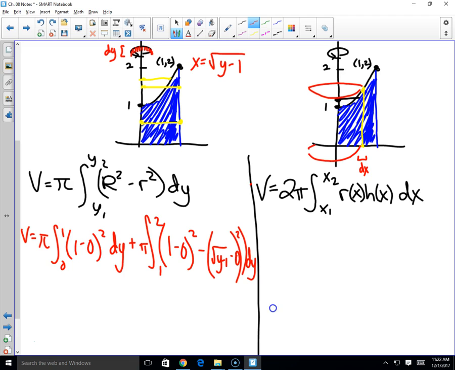As I rotate this representative rectangle, and Katrina, we had this illustration at the beginning of class in the video that'll really help. Okay. I need to think about radius, r, and height, h. Right? Okay. So as I go to plug in, V is equal to 2 pi. What are my x bounds? 0 to 1. Good.